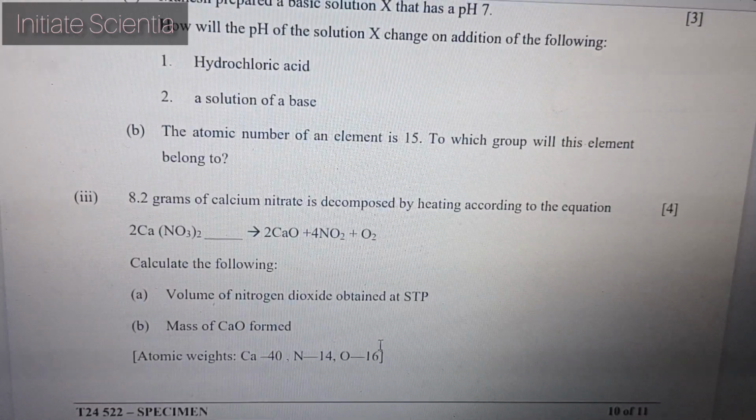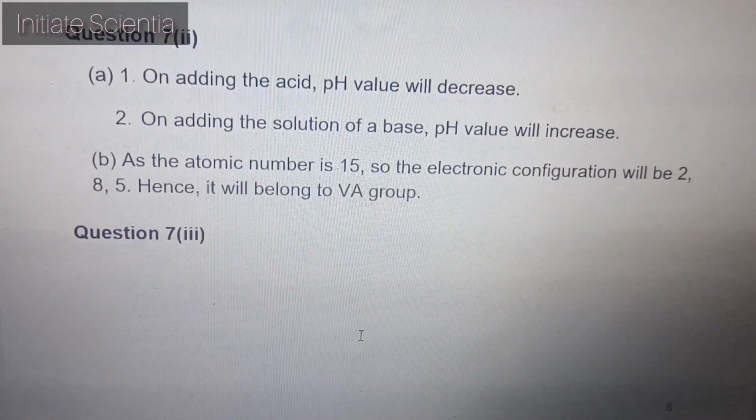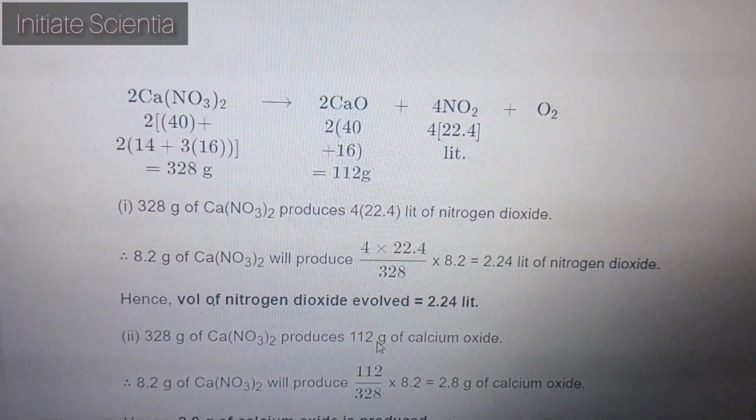8.2 grams of calcium nitrate is decomposed by heating according to the equation: 2Ca(NO3)2 gives 2CaO plus 4NO2 plus O2. Calculate the following. Volume of nitrogen dioxide obtained at STP. According to the equation, 328 gram of Ca(NO3)2 produces 4 times 22.4 liters of nitrogen dioxide. Therefore, 8.2 gram of Ca(NO3)2 will produce 4 into 22.4 by 328 into 8.2, that is 2.24 liters of nitrogen dioxide. Hence, volume of nitrogen dioxide evolved is 2.24 liters.